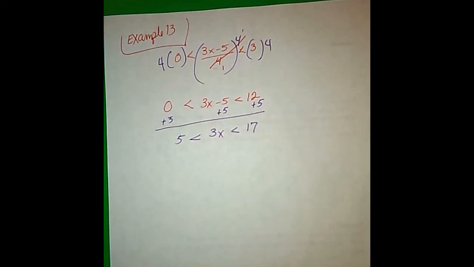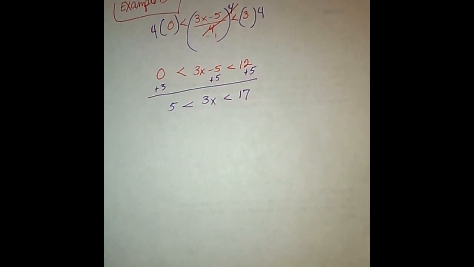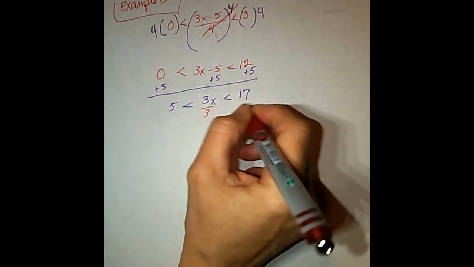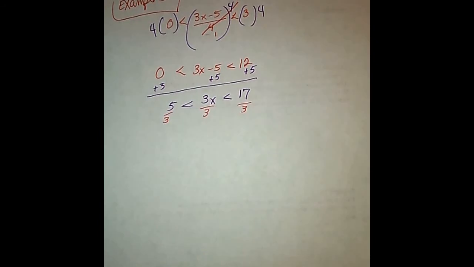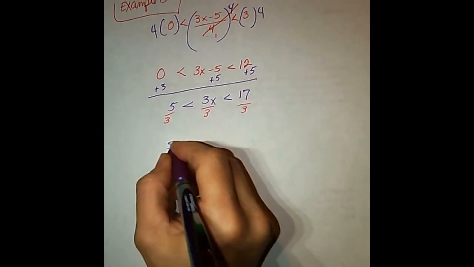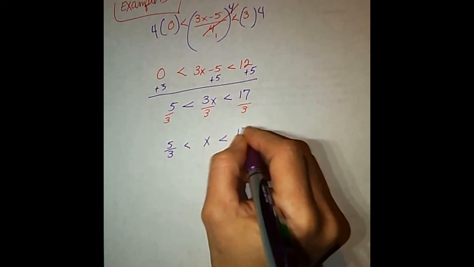So far, so good. Now, I need a positive 1 on my x as a coefficient, and I see that I have a 3 on it. It's not a positive 1 coefficient, so that means I'm going to have to divide to undo the multiplication. This one here didn't turn out as pretty, guys. This came out as a fraction. 5/3 is less than x, less than 17/3.